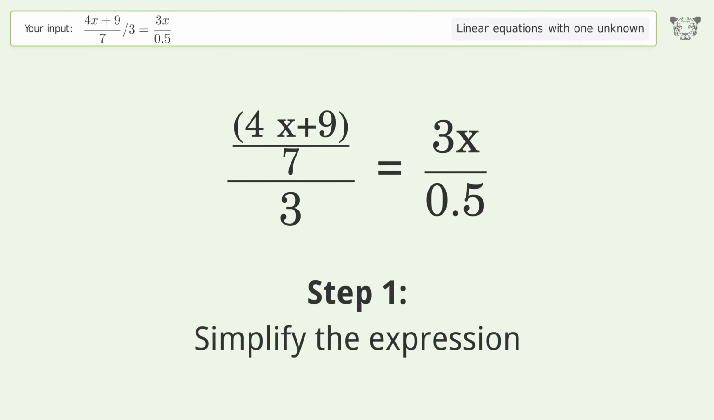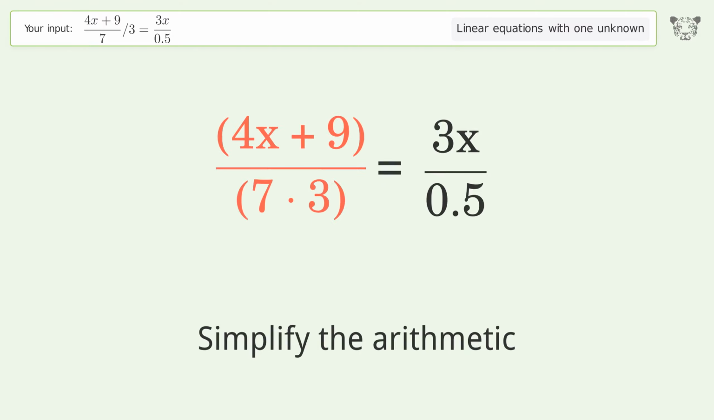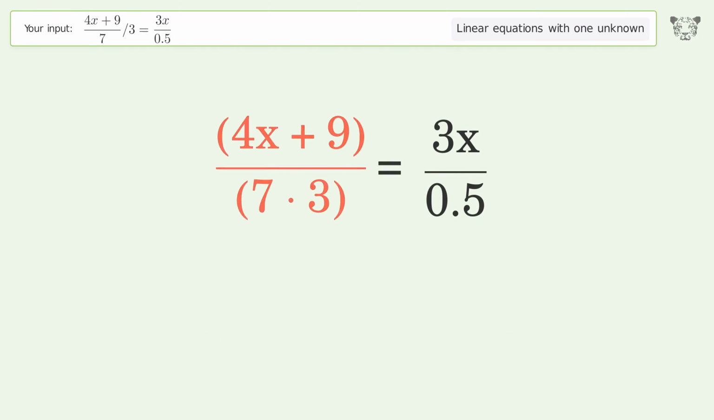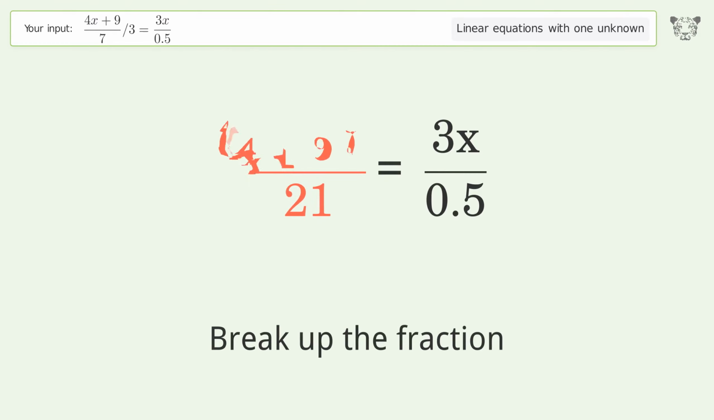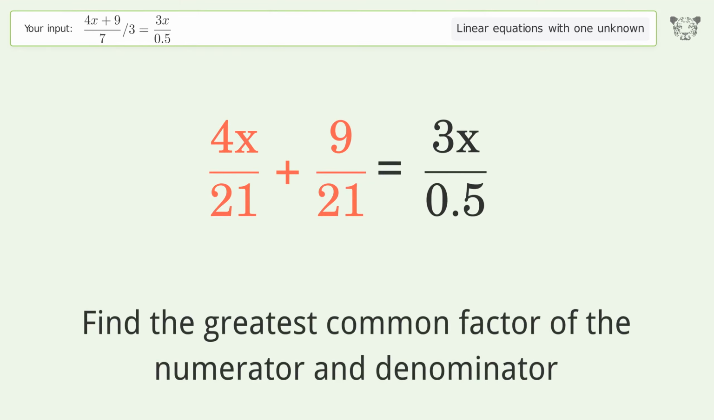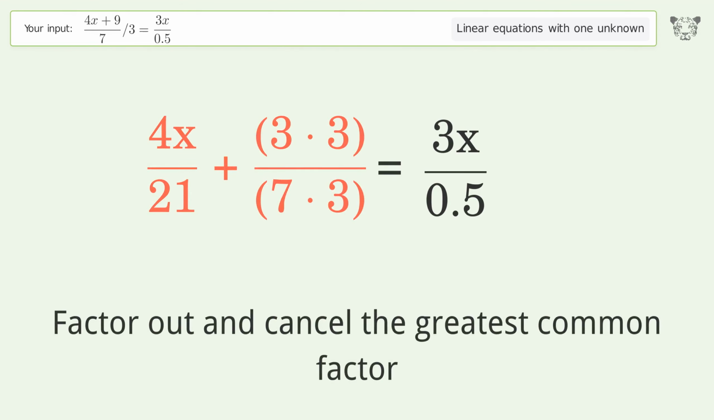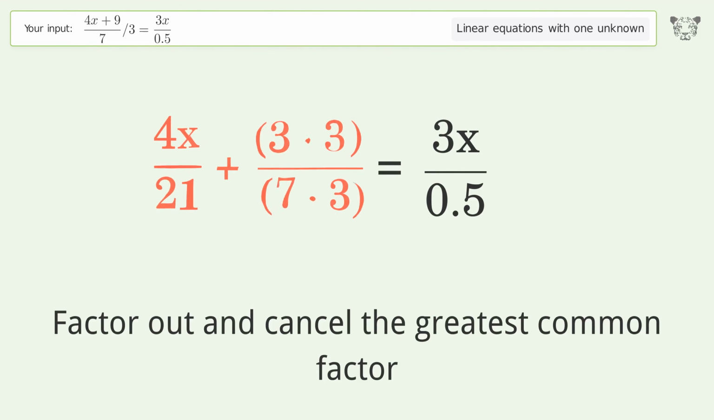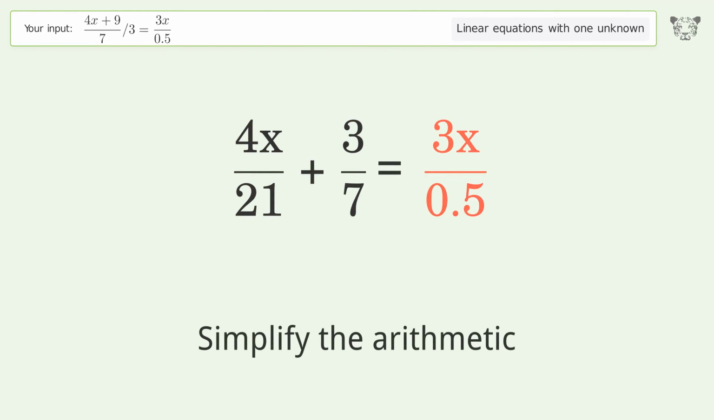Simplify the expression. Simplify the arithmetic. Break up the fraction. Find the greatest common factor of the numerator and denominator. Factor out and cancel the greatest common factor. Simplify the arithmetic.